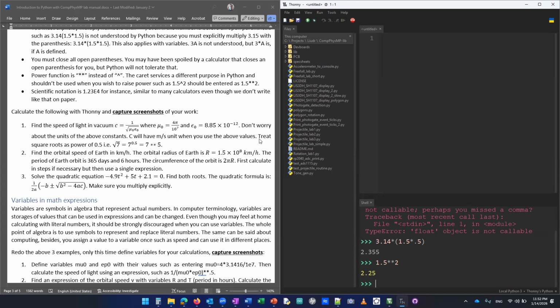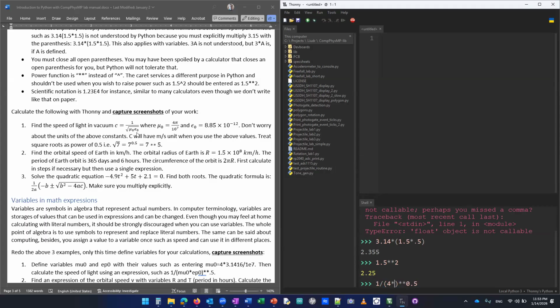So let's see, how do I do this? Well, let's try. We'll try to enter these numbers, and we'll have a 1 over. What I like to do is lay out the structures first. So here is that 1 over square root, and then I want to multiply mu 0 with epsilon 0. So mu 0 is 4 pi over 10 to the 7th power. So now let's do this.